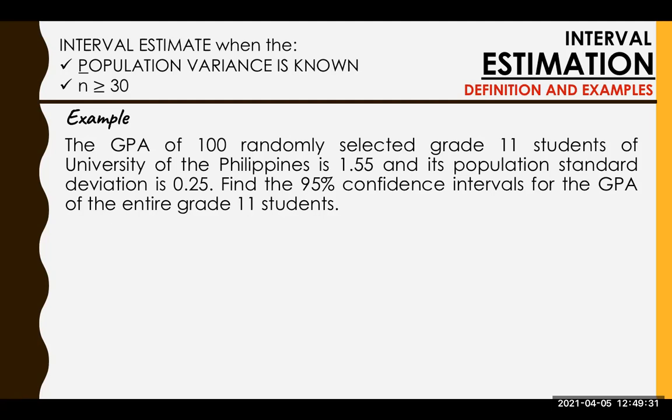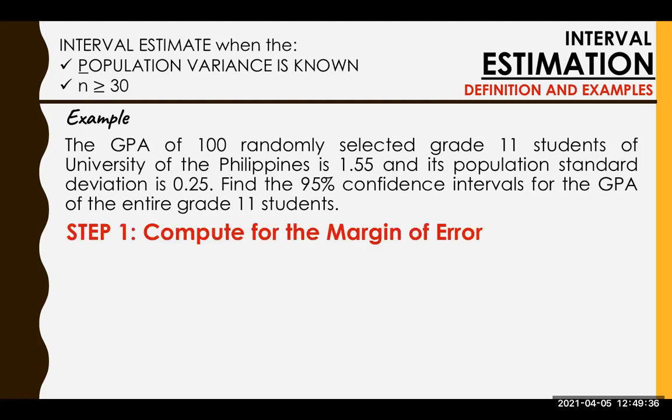Okay? So to be able to find the 95% confidence interval, the first thing to do is to compute the margin of error. It's very important that we know first the margin of error, for we all know that the margin of error is used in computing the upper confidence limit and the lower confidence limit. And to compute the margin of error, we will be using the formula z sub alpha over 2 times sigma over square root of n.